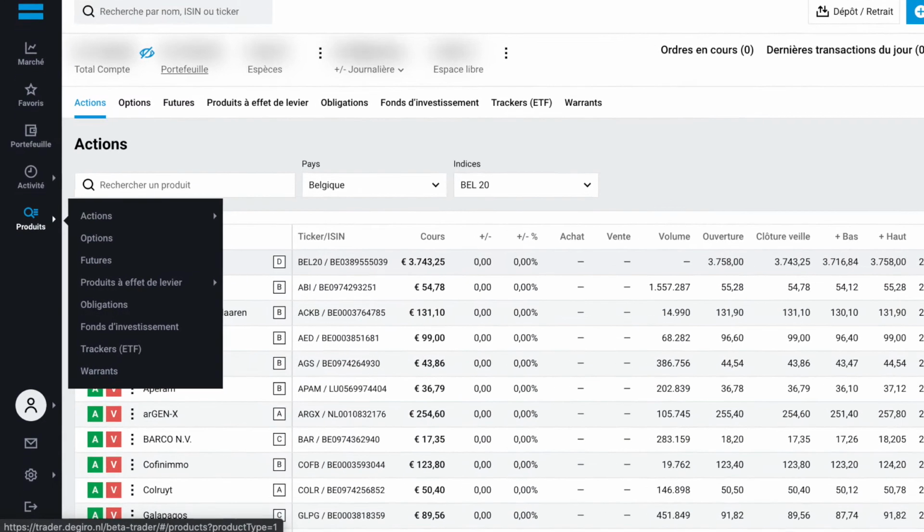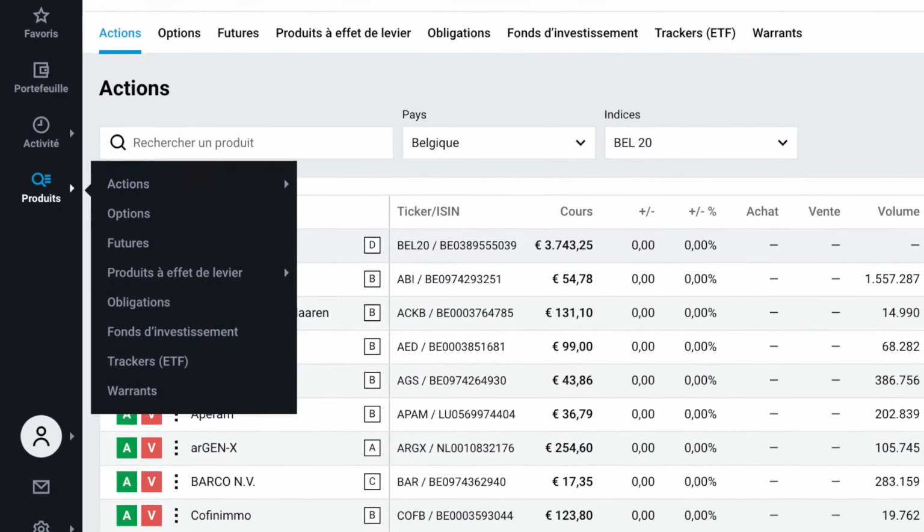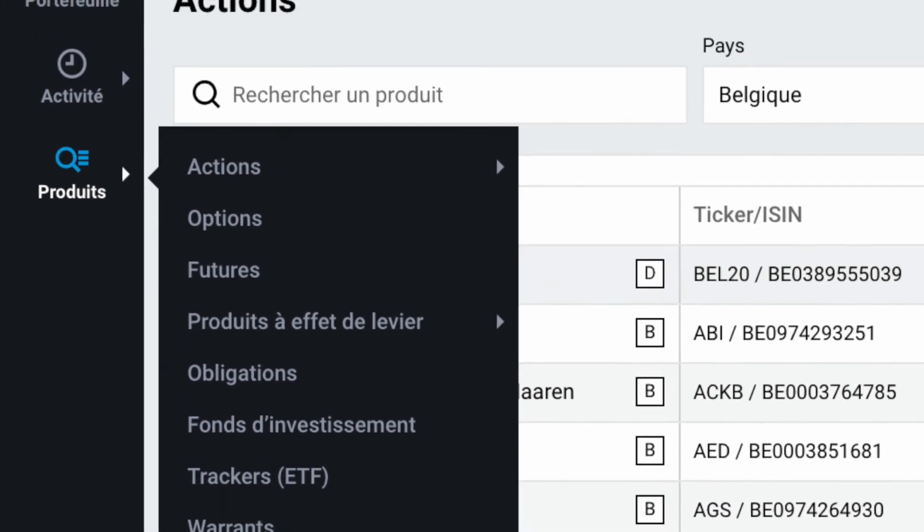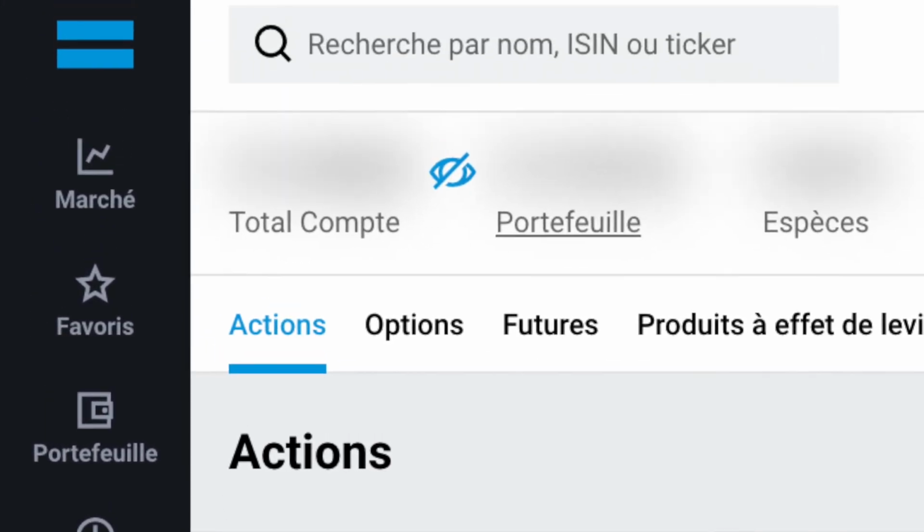Final tab is the product tab, which allows you to search for different products, shares, ETFs, obligations, etc. Personally, we at SCC Inc. use the search bar as it's faster.